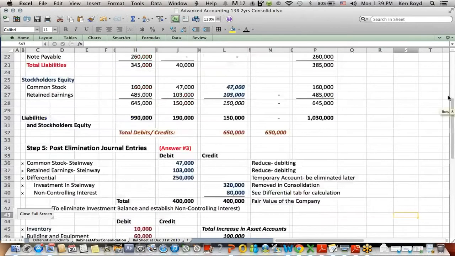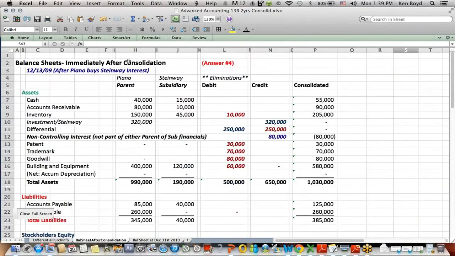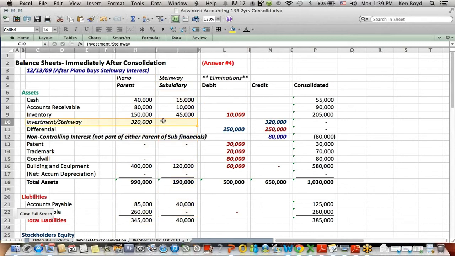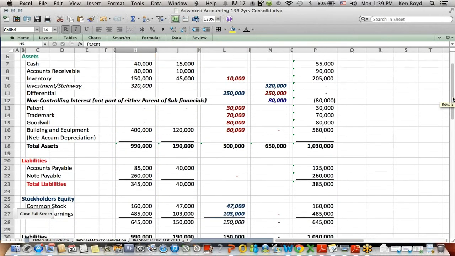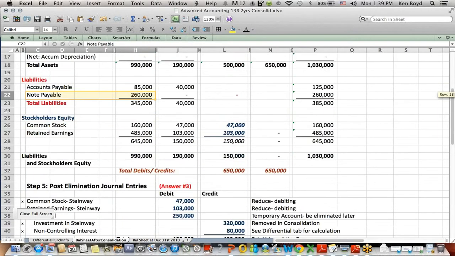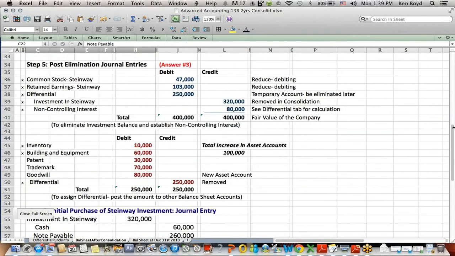So we can go over and look at the first entries that we make for the end of year 1 to come up with consolidated financials, which is this column. I was given a balance sheet for Piano and a balance sheet for Steinway. You'll notice that here's the investment in Steinway account for the parent, $320,000. You'll also notice on the parent's books, Piano, here's that note payable of $260,000. So in consolidation, we do a couple things.